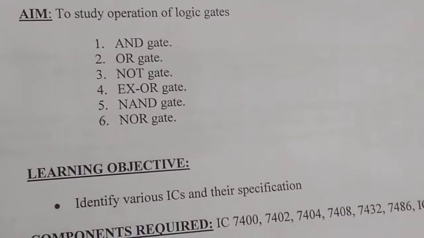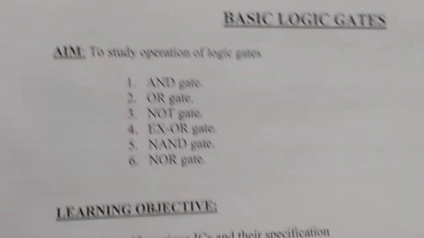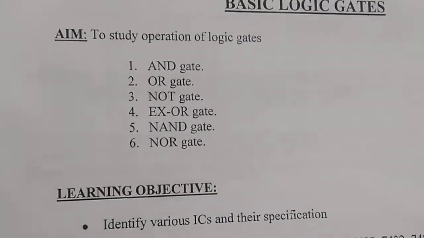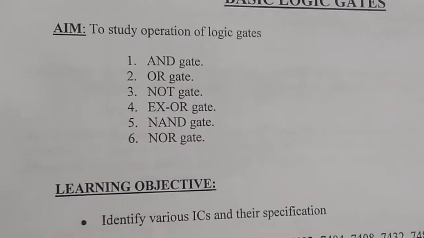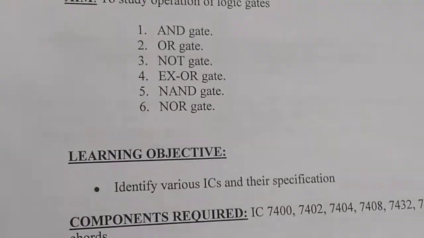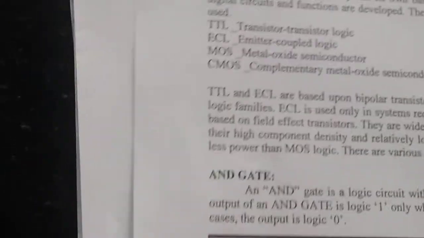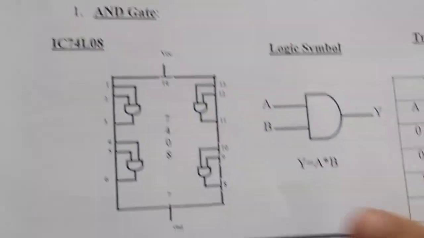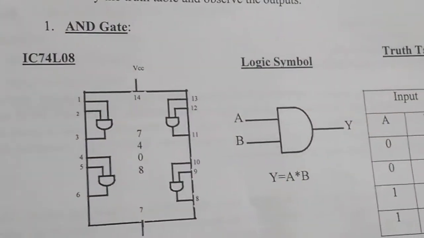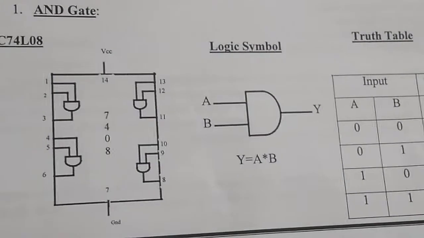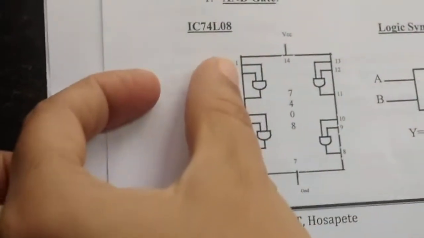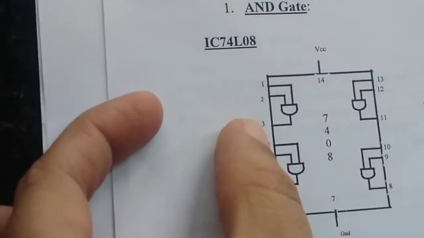So here we will be seeing the basics of logic gates. In the logic gates, you will be seeing AND gate, OR gate, NOT gate, XOR gate, NAND gate and NOR gate. So for this purpose, you should know the IC. Suppose it is AND gate, we will be using IC number 7408, and here pin number 1, 2 will be your inputs and pin number 3 will be your output.